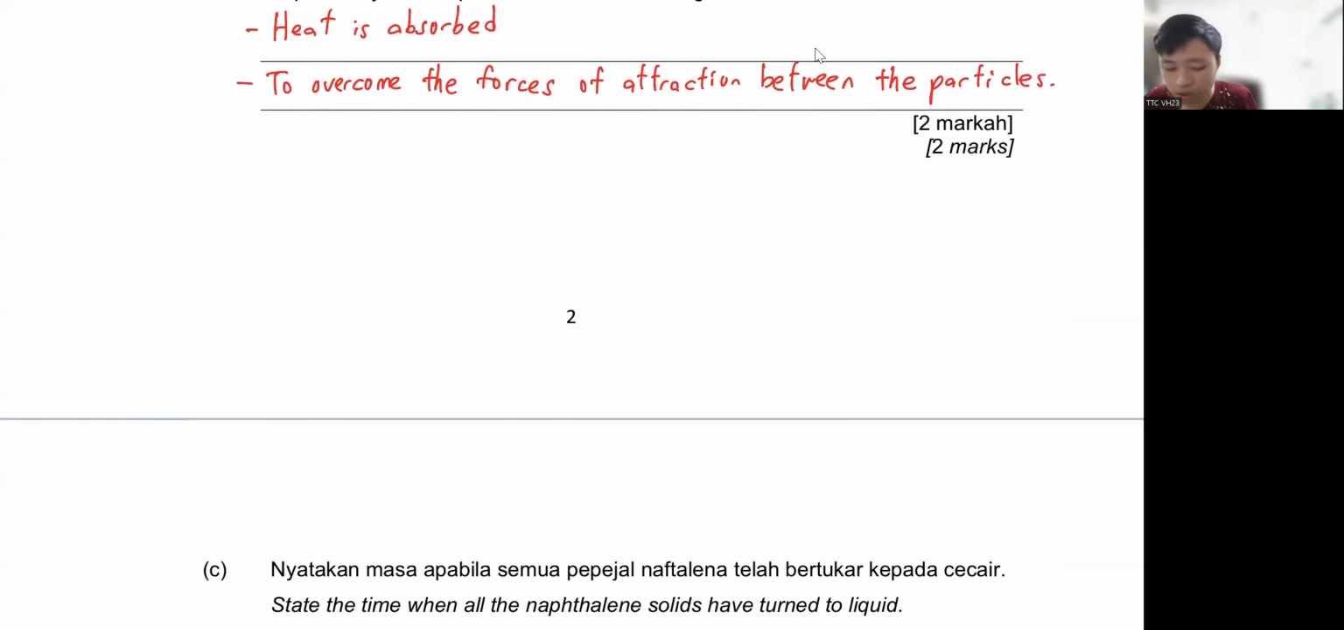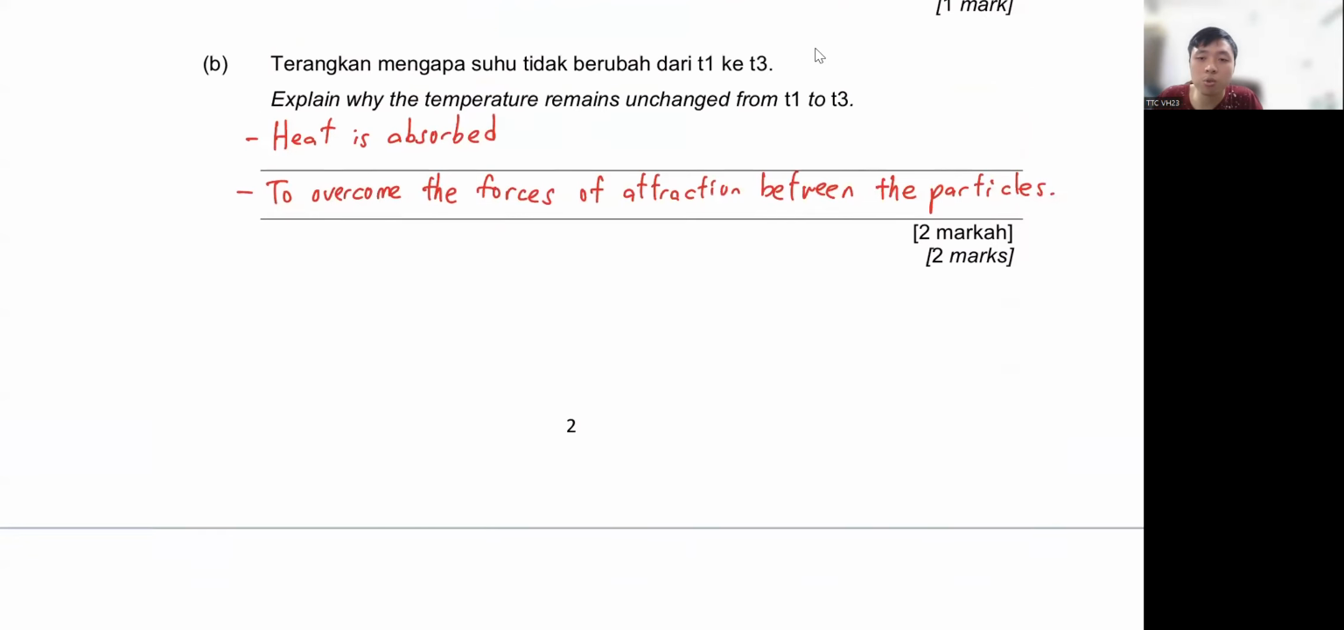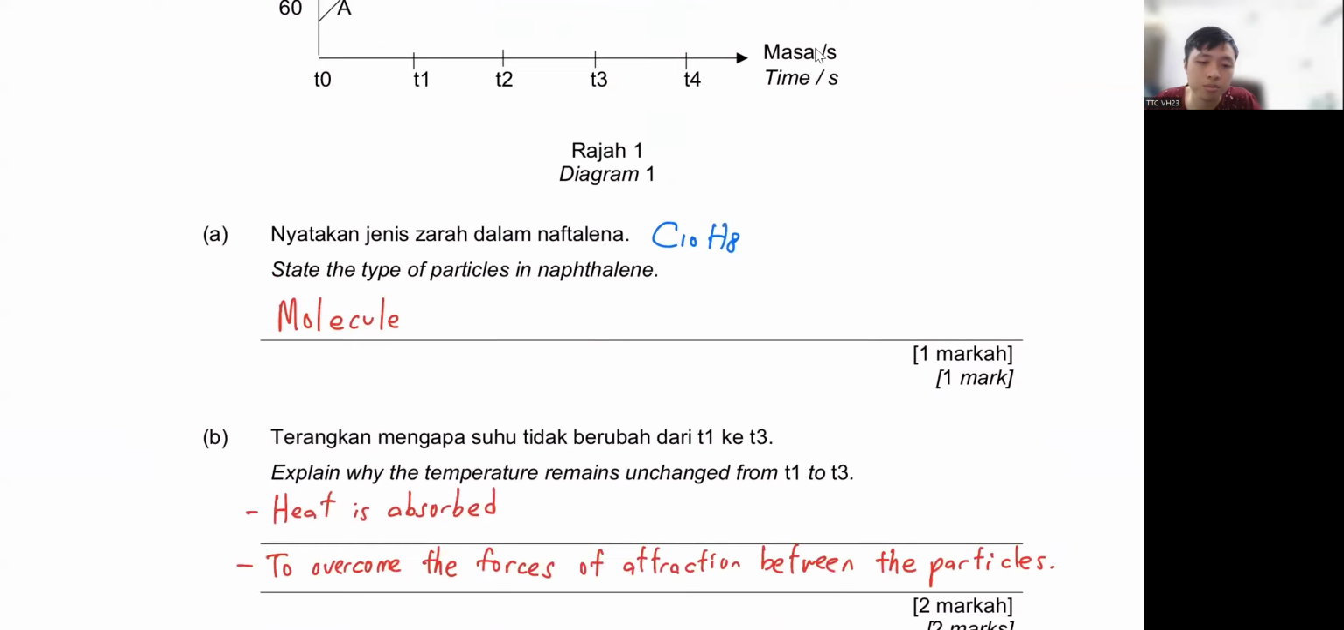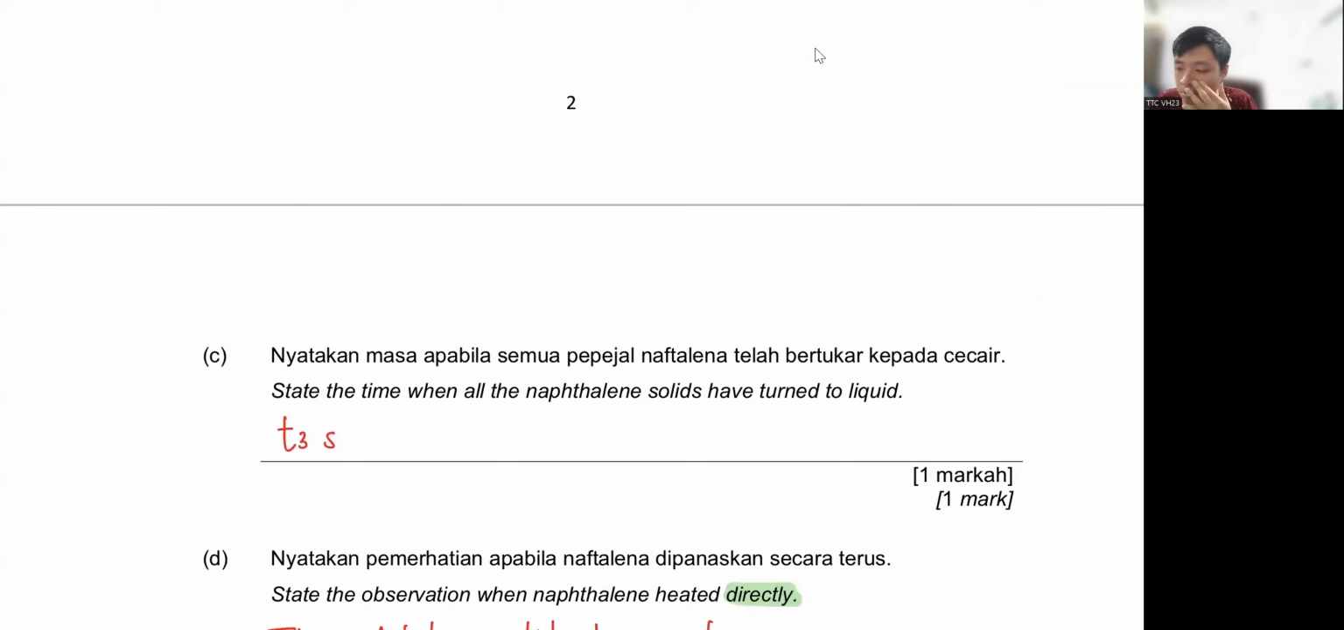C, state the time when all the naphthalene solid has turned to liquid. All. So the moment they stop, it becomes constant. So actually it's T3 seconds.